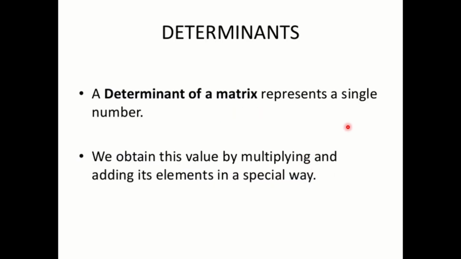See, a determinant of a matrix represents a single number. With the help of determinant we can represent the matrix in a single number. We obtain this value by multiplying and adding its elements in a special way that we are going to see in the next slide.